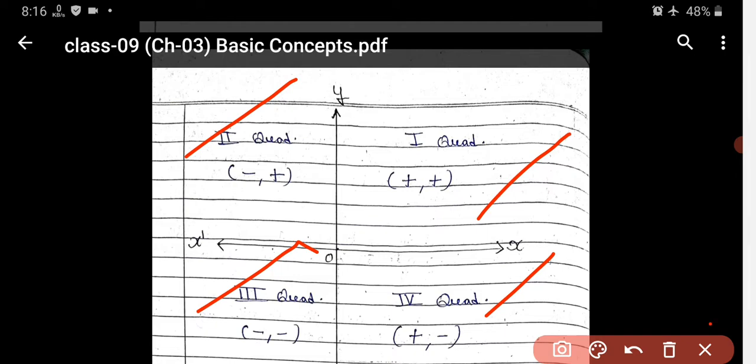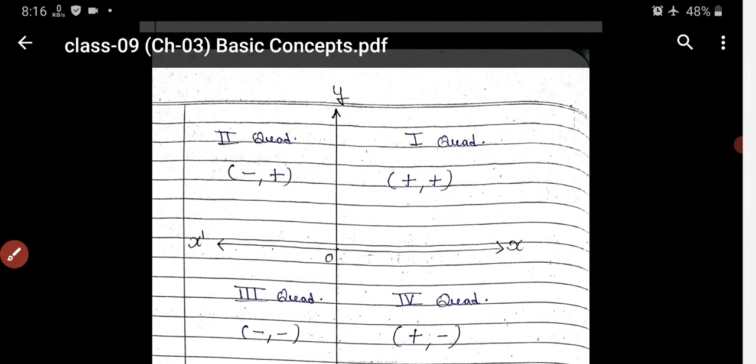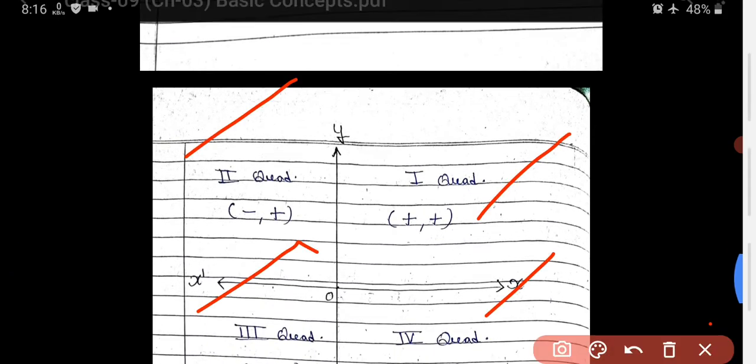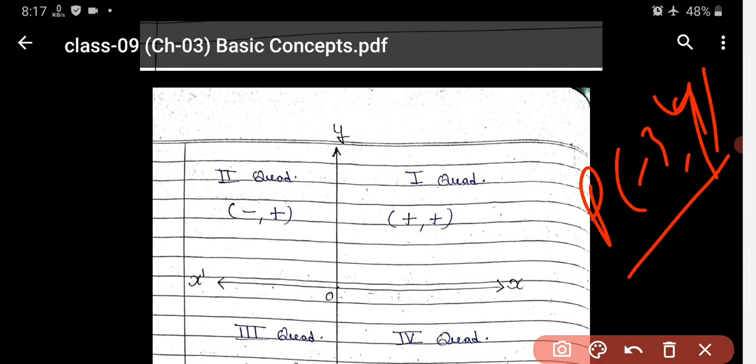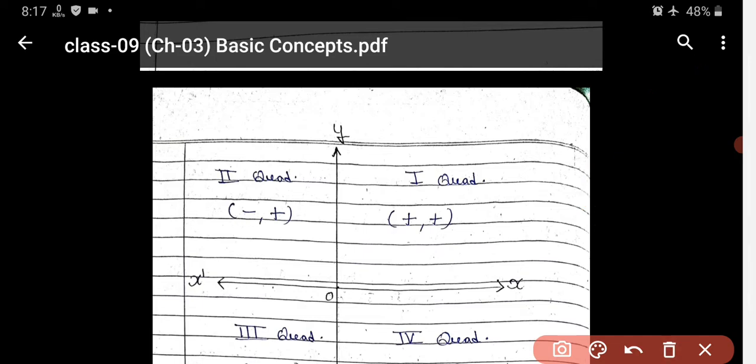Now the important thing is how can you find out without plotting the point? Suppose I give you a question with the point P (-3, 4) and ask in which quadrant this point lies. You would first have to plot the point, then tell. Now there is a shortcut to know in which quadrant the given point lies. For that shortcut you have to learn these signs.